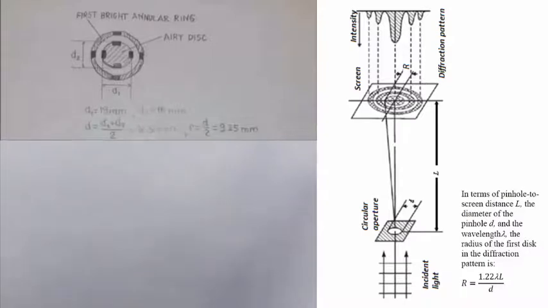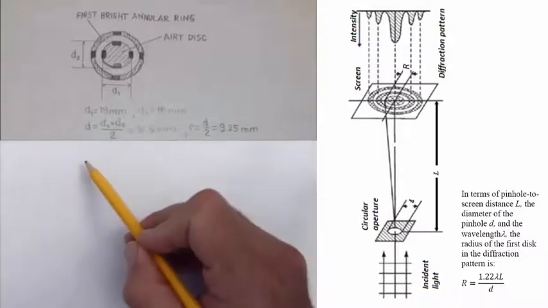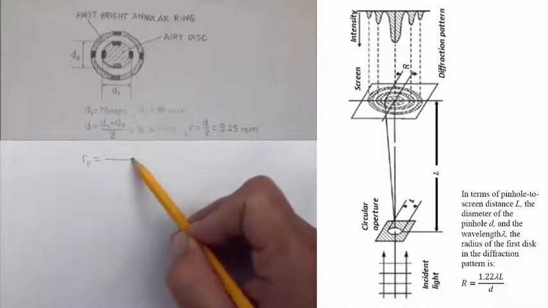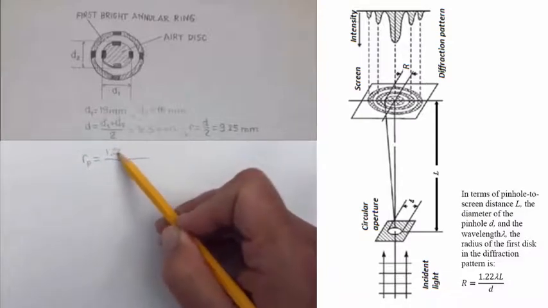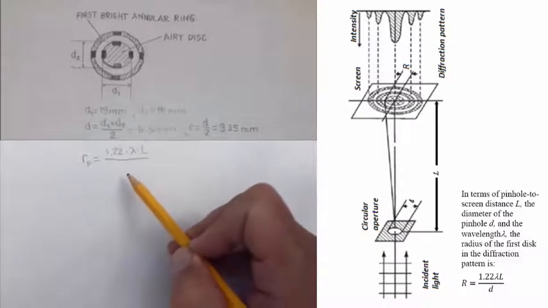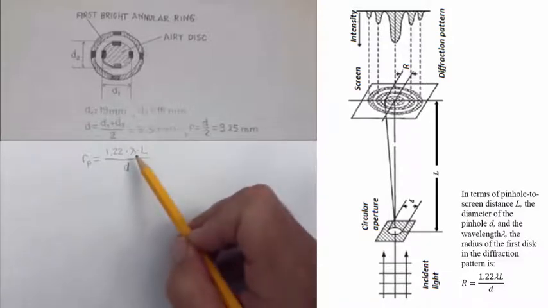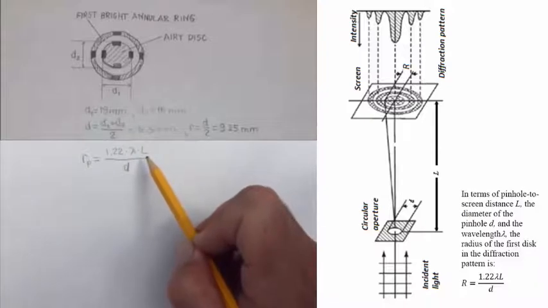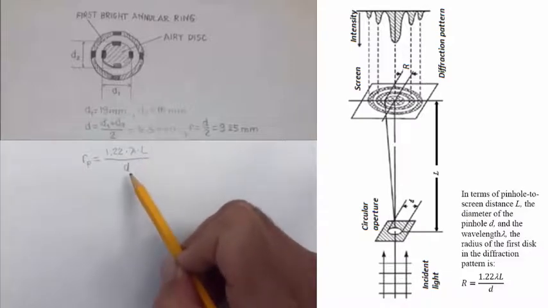Okay, so the formula to calculate the radius of the airy disc is as follows. Rp is equal to 1.22 times lambda times L over D, where lambda represents the wavelength of the light that's been used in the experiment. In our case, we are dealing with a red laser diode module, so the wavelength is equal to 650 nanometers. And then L is the distance from our pinhole all the way to the back screen. And then finally, D represents the diameter of the pinhole.